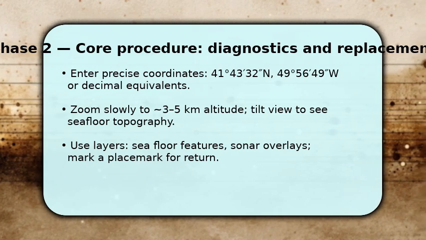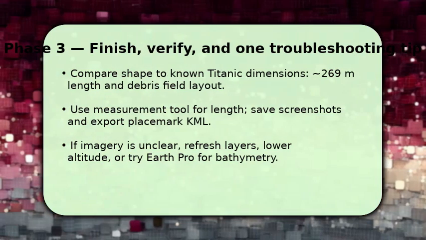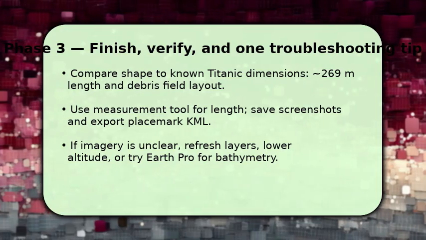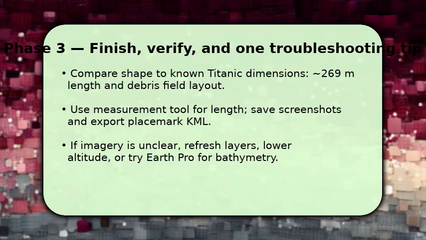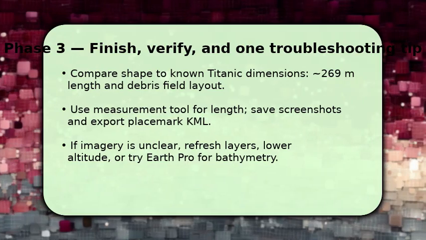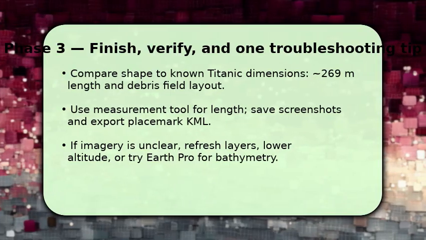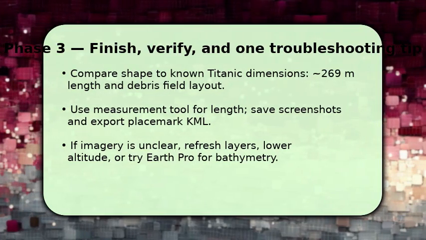You confirm the find by comparing the visible shape to Titanic's known length of 269 meters and by checking the classic twin structure and debris field pattern. Use the measurement tool to verify scale, then capture high-resolution screenshots and export the place mark as a KML so you can reopen the exact view.